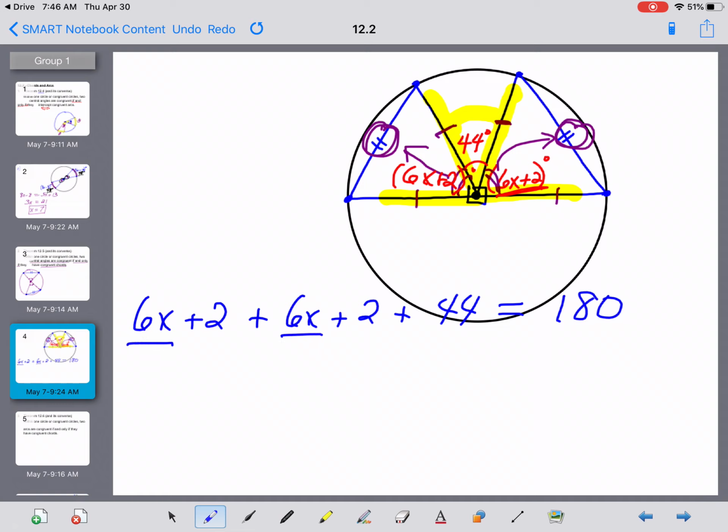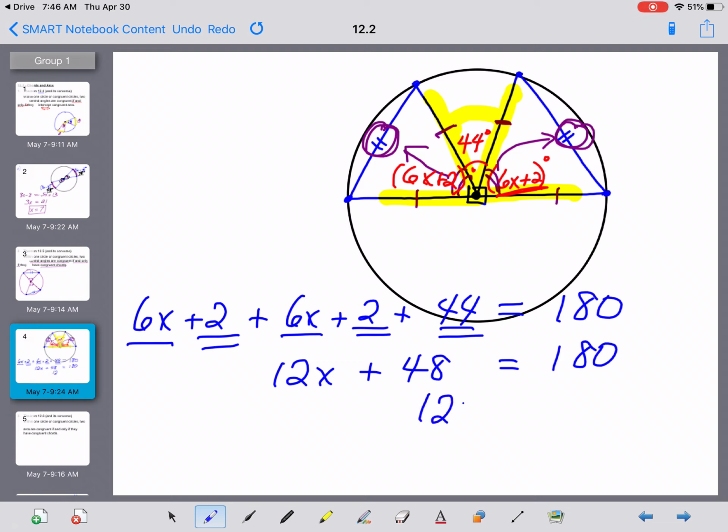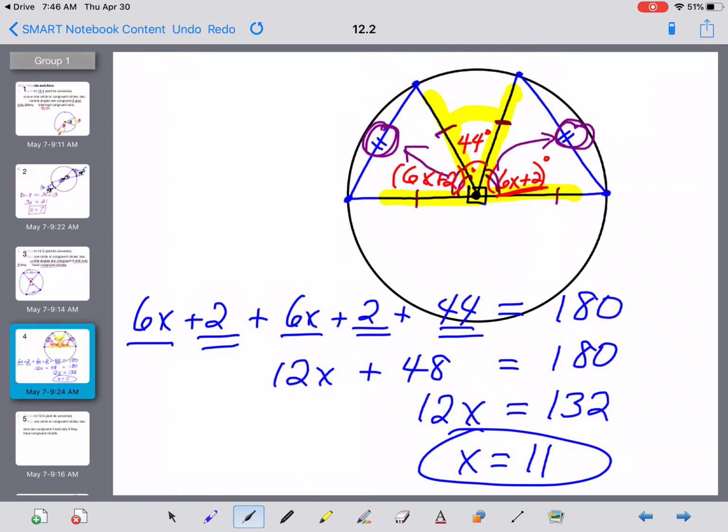Let's combine some like terms. The 6x and the 6x is going to get us a 12x. The 44 and the 2 is going to make 48. All that is still 180. We're going to subtract the 48 from both sides right here and get 12x is equal to, let's see, that's going to be 132 degrees right there. Dividing by the 12, I do believe that we are going to get x is equal to 11, and that should take care of that.